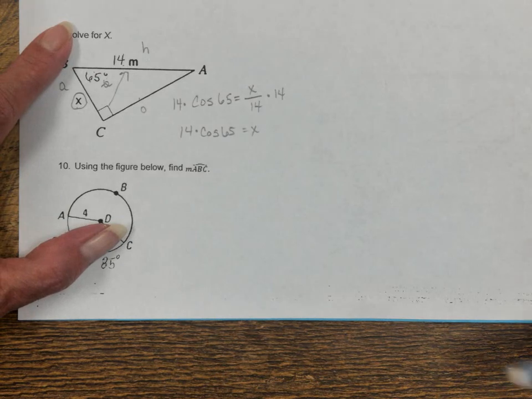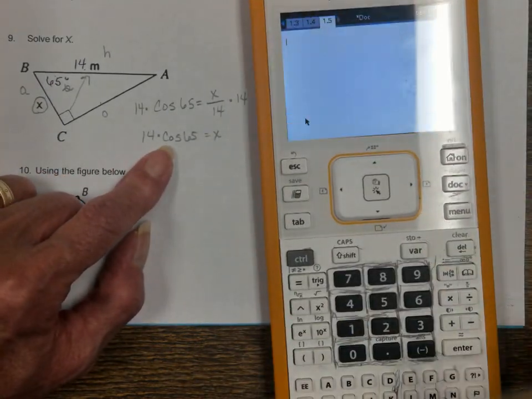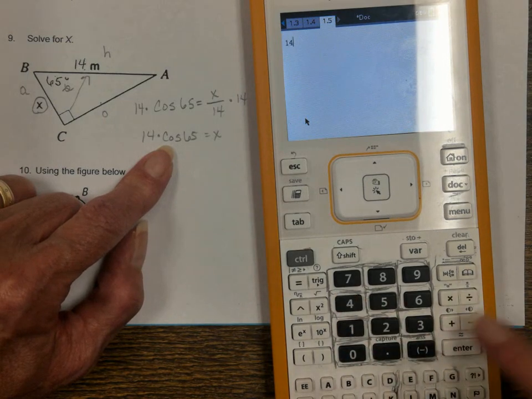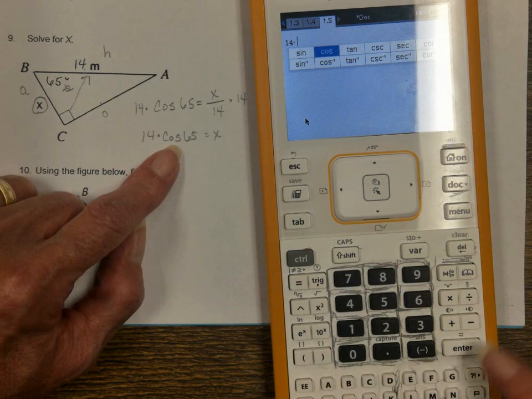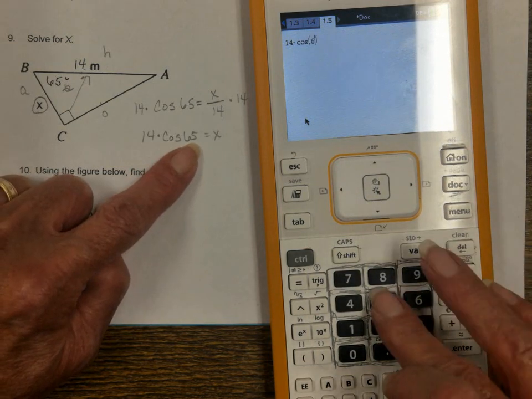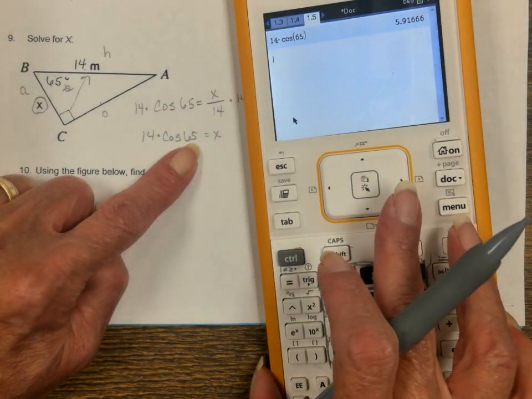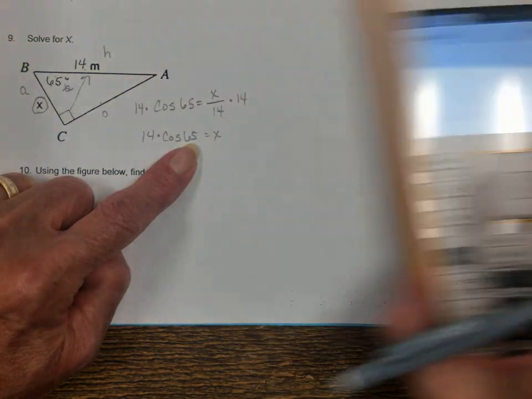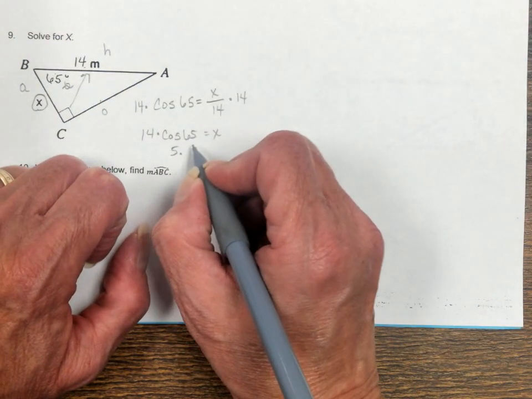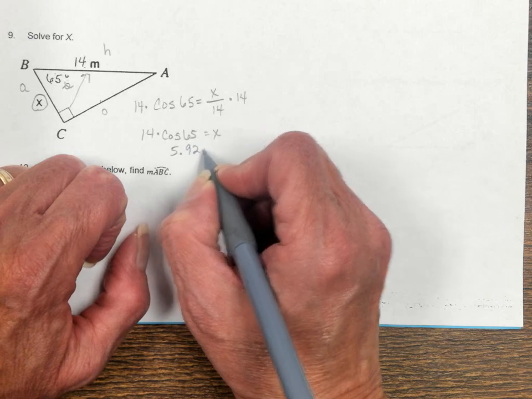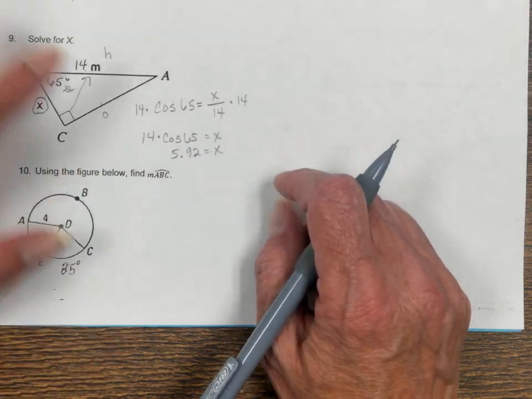I'm almost done. So I'm going to put this in my calculator exactly as I see it. Okay? 14 times trig button cosine, select 65 degrees, hit enter, and I get 5.912. Whoops, 5.92. There we go. 5.92 equals my x.